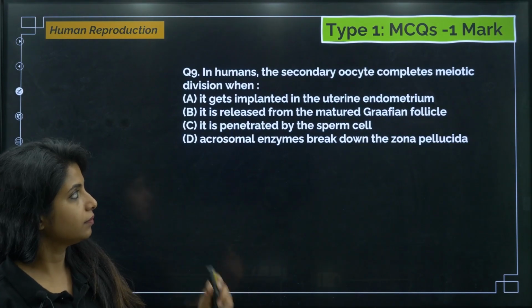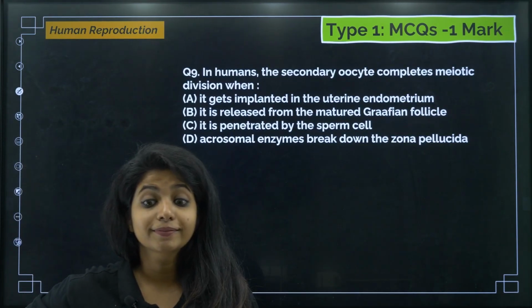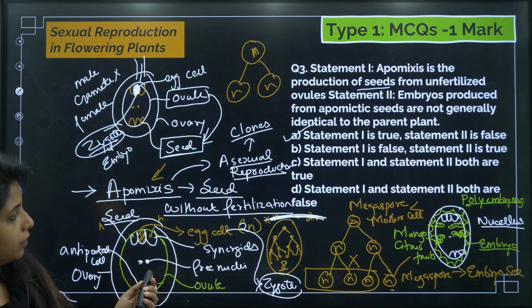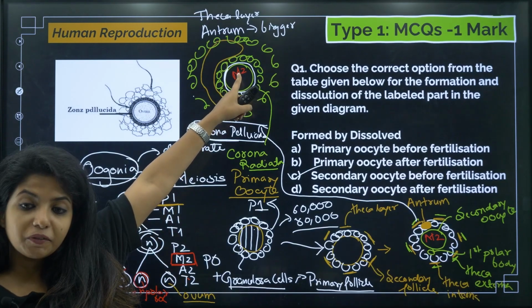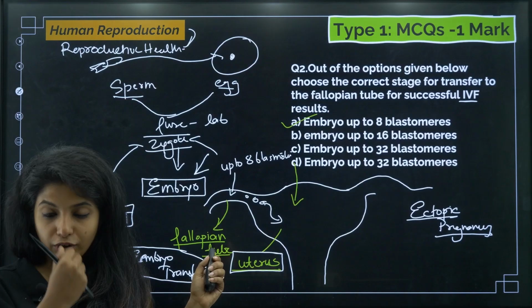Now in humans, the secondary oocyte completes meiotic division when? I told you, the secondary oocyte which was there over here. Remember? Where is the secondary oocyte, children? The secondary oocyte is stuck in the Graafian follicle. Okay, it gets released when ovulation happens.